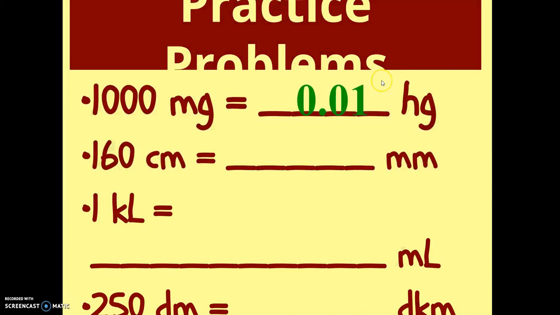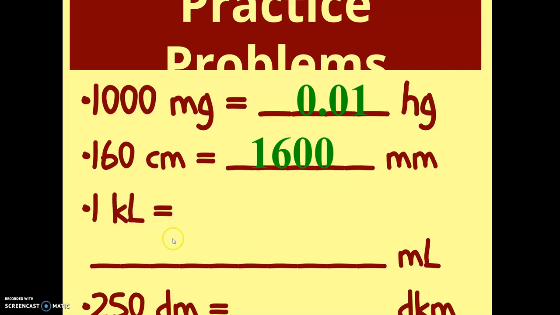So we go back to our problem. We go 1 to the right. Right here's the decimal point. So we go 1 to the right. And so 160 centimeters equals 1,600 millimeters. They're the same measurement. They're just 1/10 off. So hence the extra 0 here.